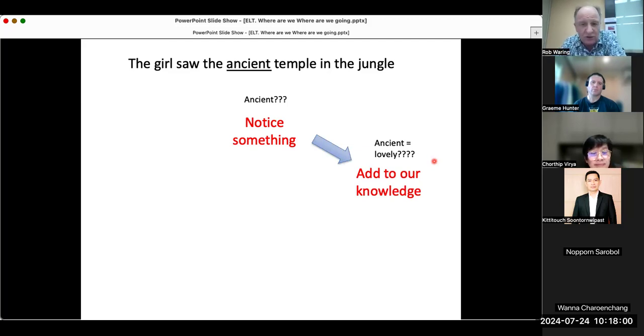Now you and I know that the student's made a mistake here, but it makes sense for the student at that moment, and probably the student will continue to read. So the student's noticed something, she's added it to her knowledge. Now, because she's a good student, the next day when she goes to class, she's going to try out her new word. So remember that she still thinks that ancient is lovely.